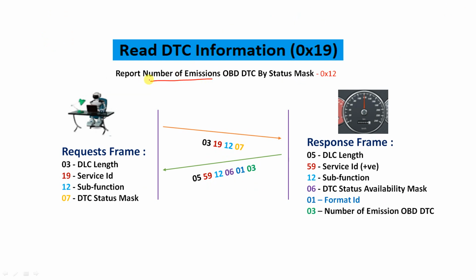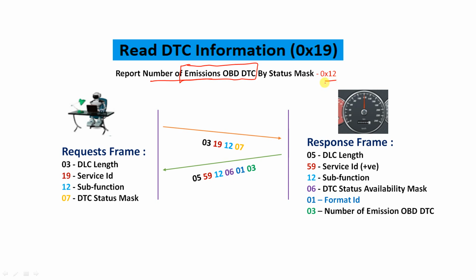But coming to here, report number of emission OBD DTC. So this is a type of DTC in your ECU. So for this type, that is emission OBD DTC, what exactly it is, we'll cover in the upcoming videos, but in this video you have to understand the frames. Report number of emission OBD DTC by status mask.